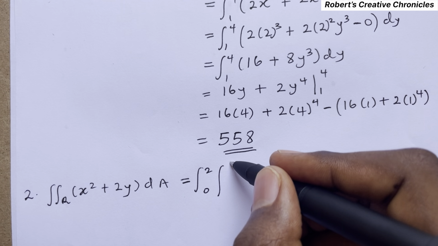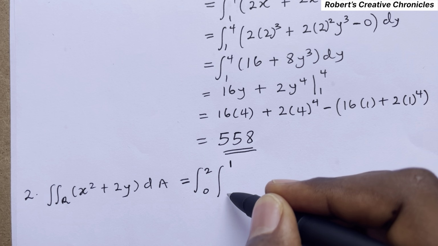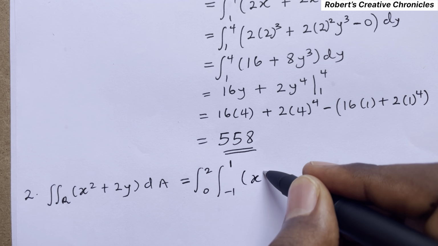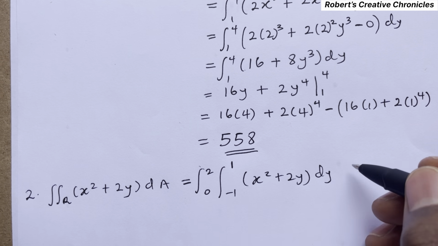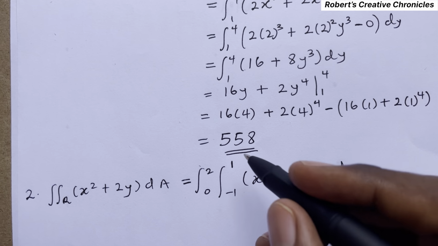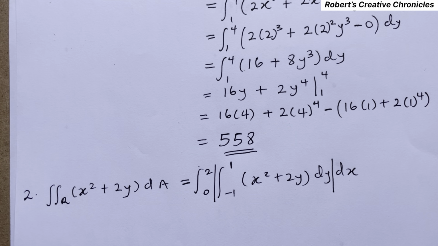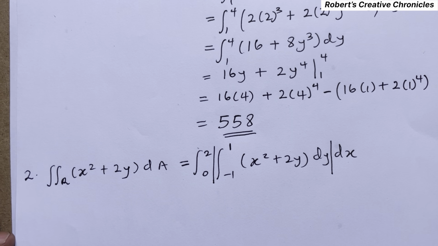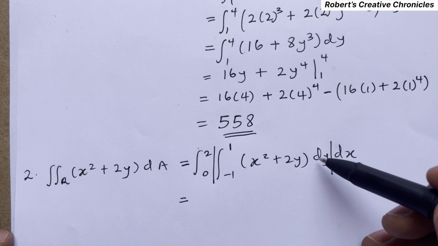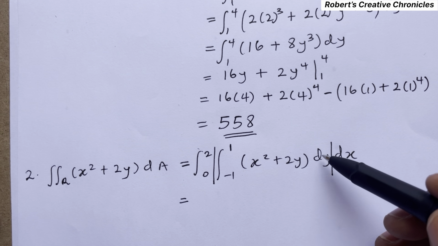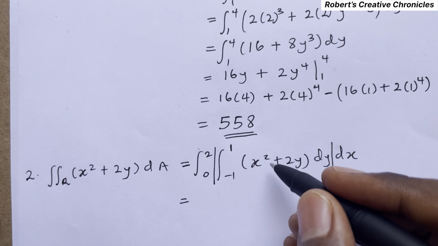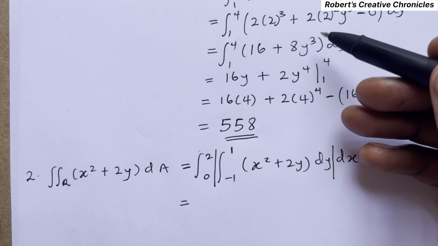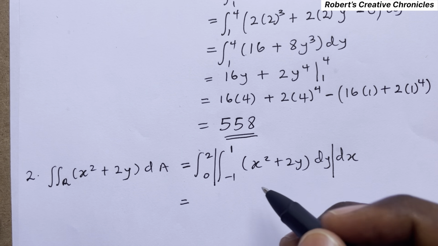Then the second one is y, 1 and negative 1, of x squared plus 2y. Then this y, the y, then this x, so this is the x. So we're going to evaluate this integral first. So now, let's do this. Since we are integrating with respect to y, we are going to treat y as the variable and x as a constant. So in this one, unlike the first one, we are going to treat x as a constant.